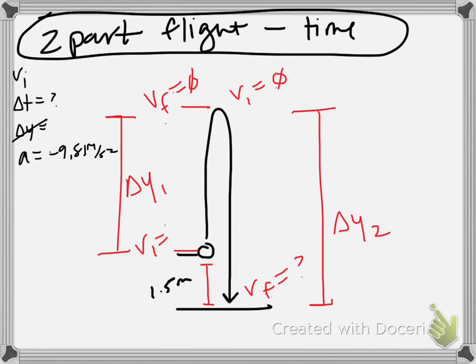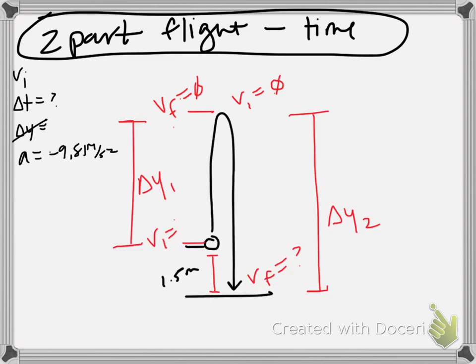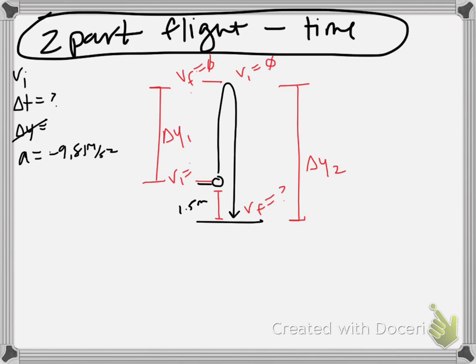So if you're going to do time on a flight as a two-part problem, and let me shrink this a little bit. So for part one, and I usually do part one as the upflight, I have VI, I have VF, I have A, and I'd like delta T.